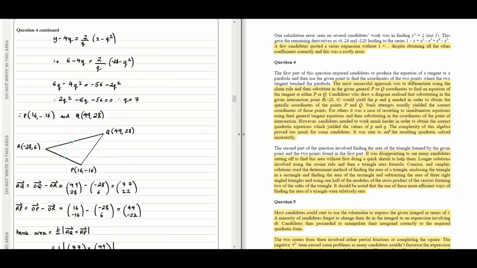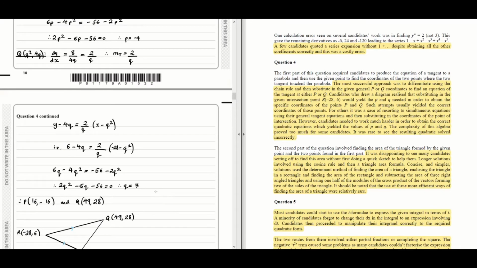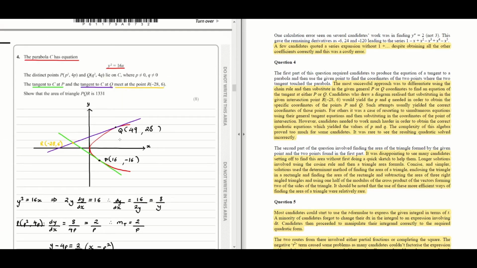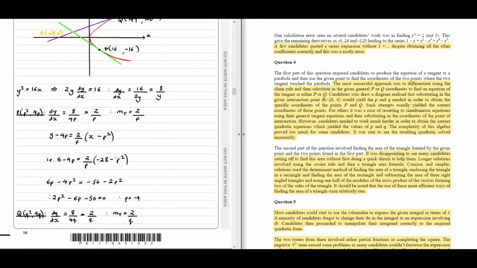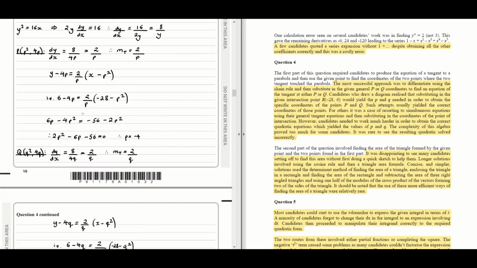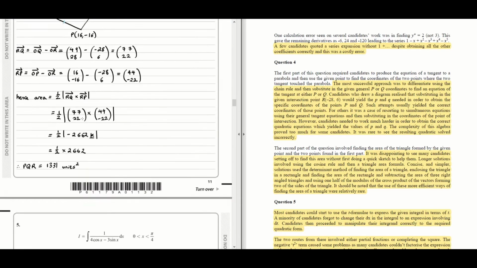So what was said after this? This is quite interesting. The complexity of this algebra proved too much for some candidates. It was rare to see the resulting quadratic solved incorrectly, so that's on about this quadratic over here. But I think if you drew a diagram, then you can see what the coordinates of P and Q are, as I mentioned when I did the question. And then the second part, where we have to find the area of the triangle, this was quite difficult for a lot of people.